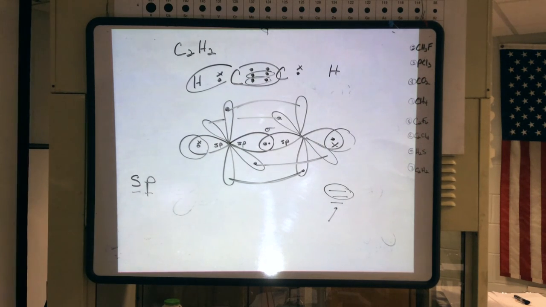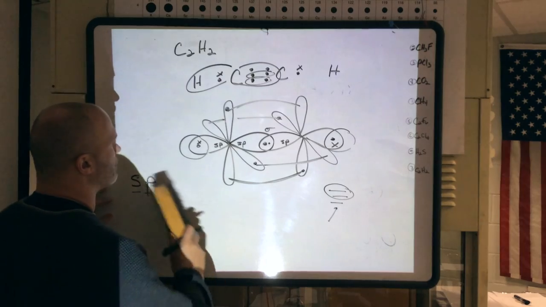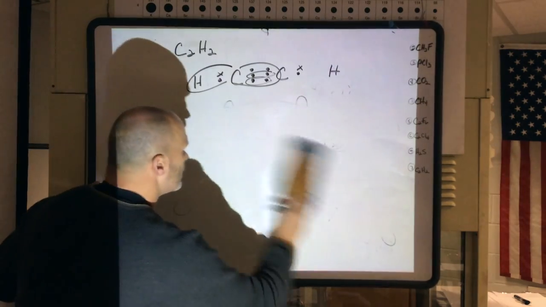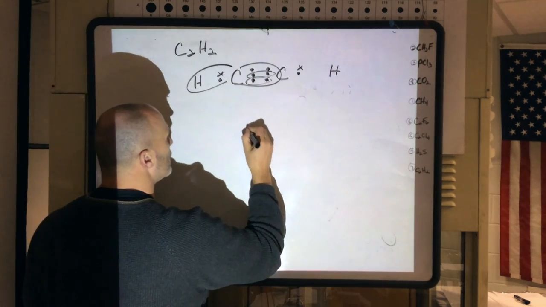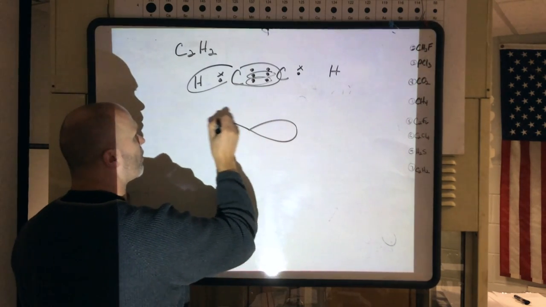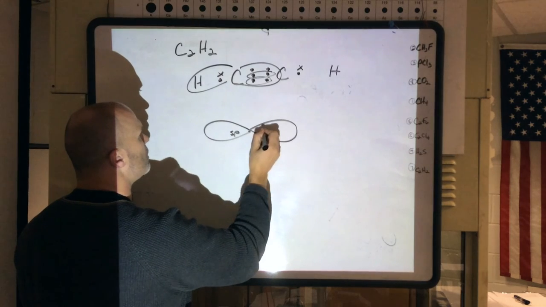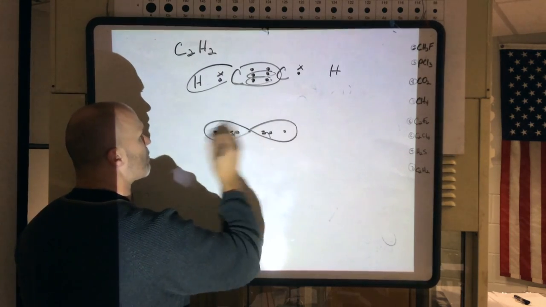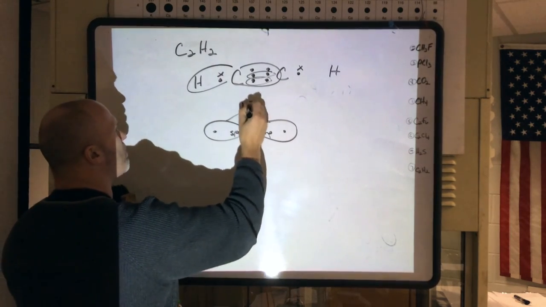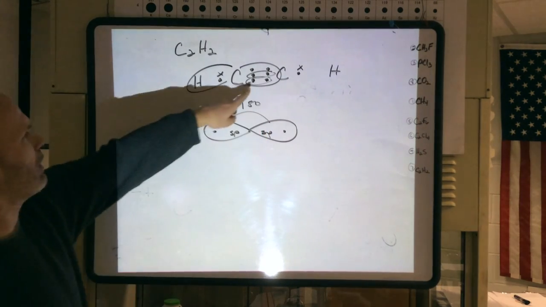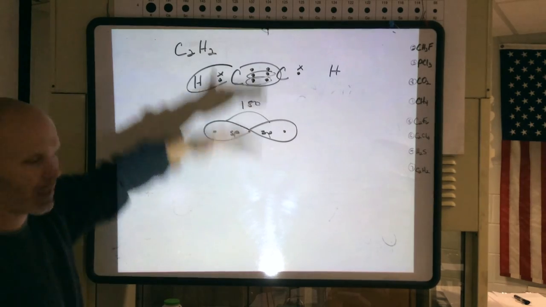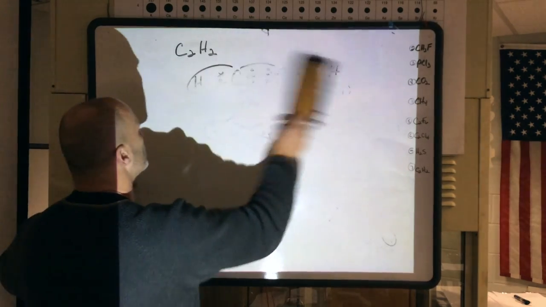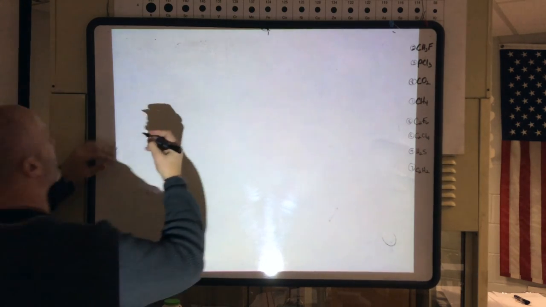Last one, which is much like this, is CO2. Now, by the way, when you have SP hybridization, you always are going to be linear. Why? Because you only have two electron orbitals that repel themselves in a 180 bond angle. Another way to look at it is because there's no lone pairs above or below to push it down or up, this stays linear. Last one, CO2. One of my favorites.